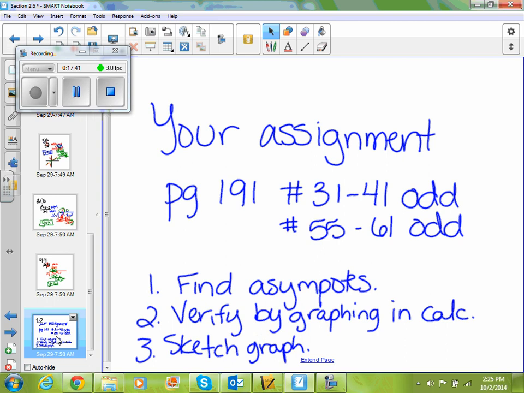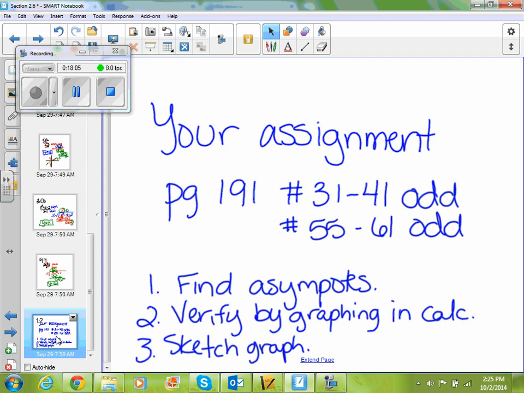Okay, so you guys are going to work through page 191, 31 through 41 odd, 55 through 61 odd. And these are your specific instructions on that, okay? So regardless of what the book says, this is what I want you to do. I want you to A, find your asymptotes, B, plug your function into your graphing calculator to verify that those are your asymptotes, and then C, sketch a graph.